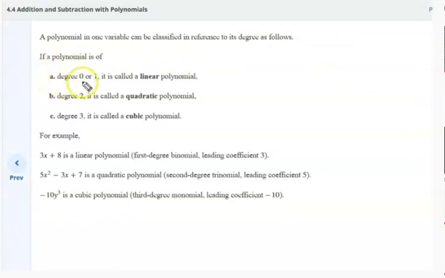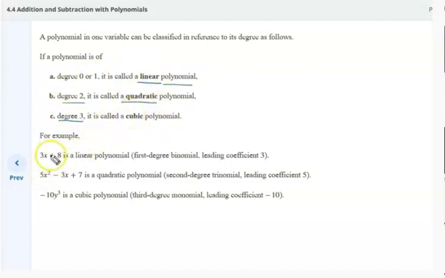and the degree of 0 or 1 is called a linear polynomial. Now, we mentioned that in the last section. Linear, it's the exponent is only to the first power, or it's a 0 power. If it's to the second degree, it's called a quadratic, and that's where we're moving to study quadratics. And then degree 3 is called a cubic polynomial. Sounds like good quiz questions here.